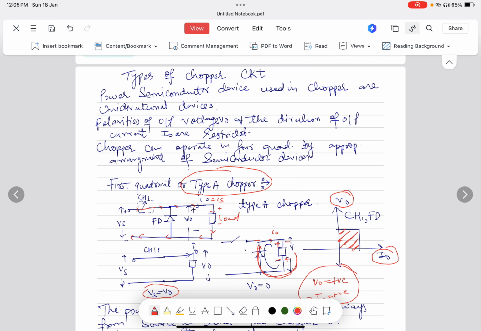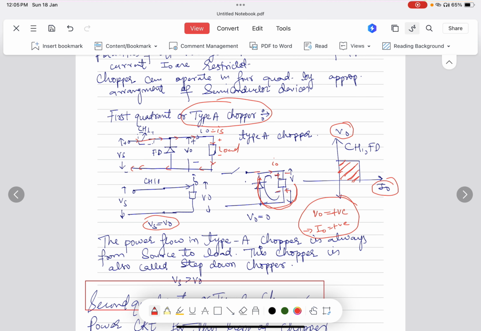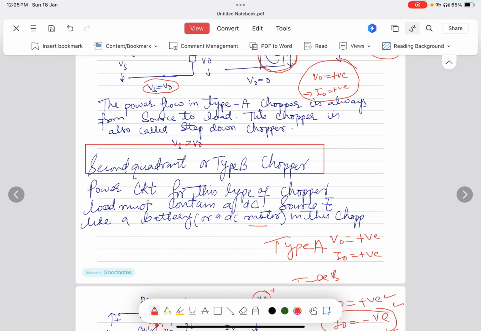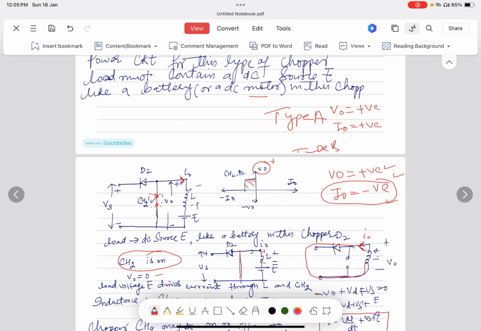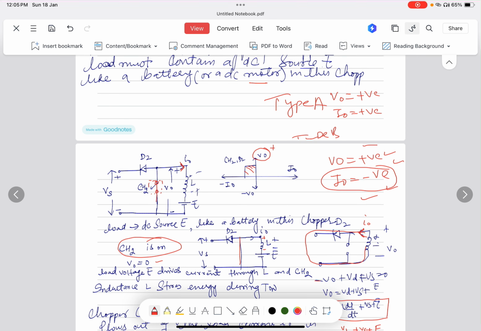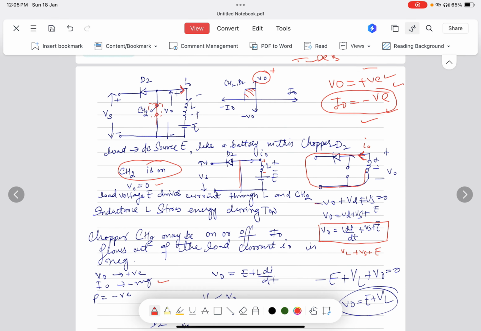In the series of choppers, we have discussed the type A chopper, in which the graph shows that it resides in the first quadrant. V naught is positive as well as the load current I naught is also positive. That means the supply is flowing from source to load. Also in the type B chopper, the output voltage V naught is positive and the load current is negative. So that means it is supplying from load to source.